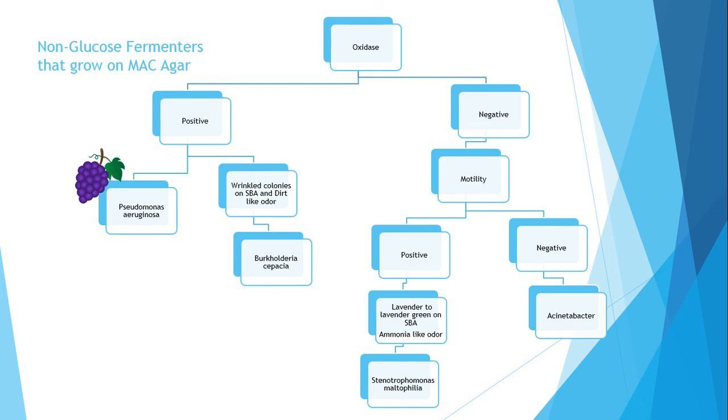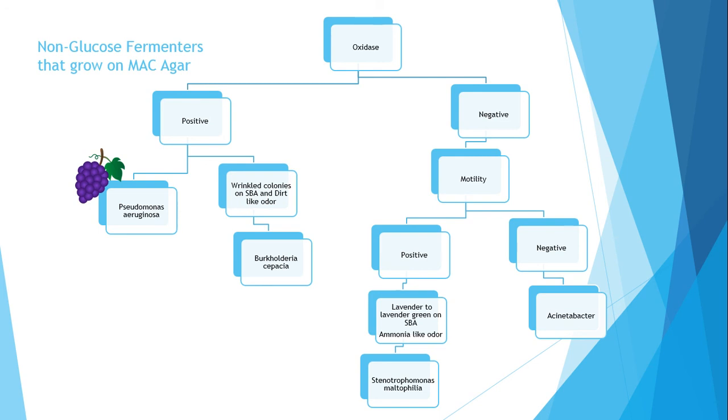If it's oxidase negative, you want to do a motility test, and that's going to help you differentiate between the two oxidase negative non-fermenters. So if it's motile and it's got this lavender and ammonia-like odor, then you want to call it Stenotrophomonas. And then if it's non-motile, it's your Acinetobacter.